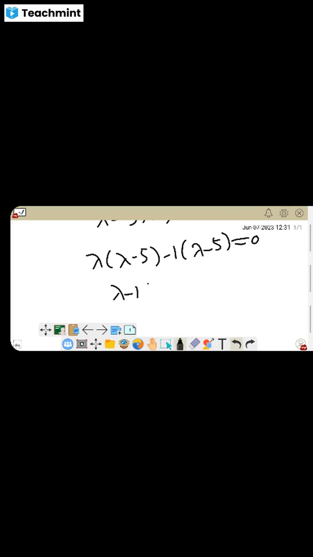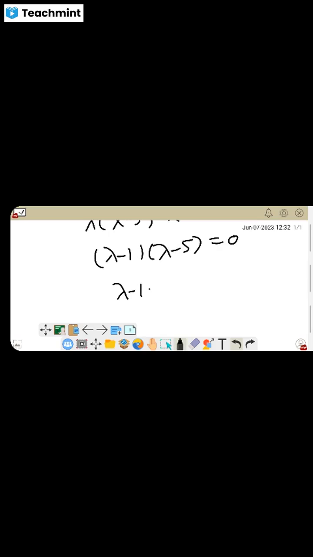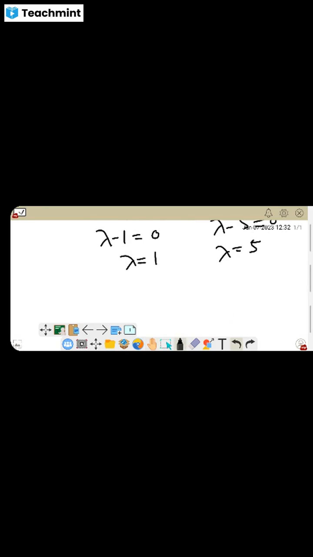So we have (lambda minus 1) and (lambda minus 5) here on taking common. So lambda minus 1 is equal to 0, then we have lambda is equal to 1, and lambda minus 5 is equal to 0, and we have lambda is equal to 5. So here we can see lambda 1 is equal to 1, and the second value of lambda we have 5.